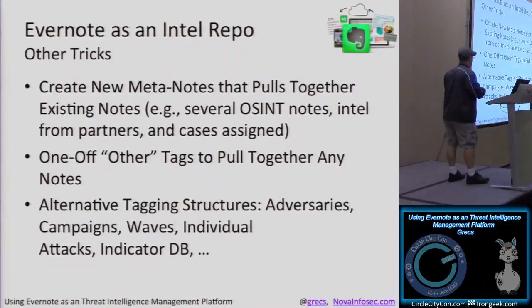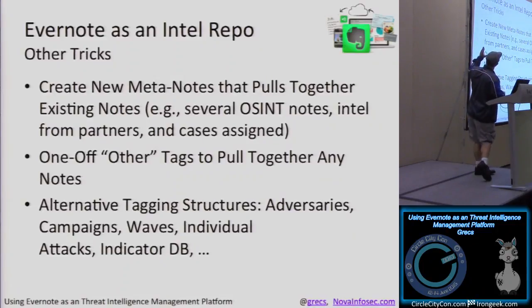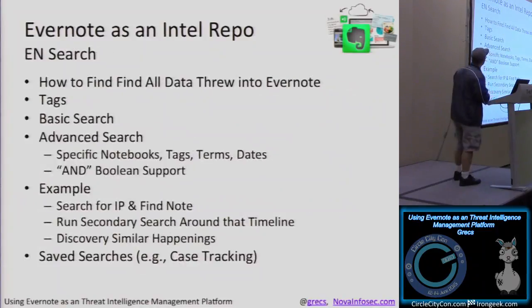That's kind of neat, because you can look at an indicator and cross-reference it to see what adversaries use that indicator, or what cases are associated with that indicator database. So there are some really cool things that you can do there. And like I said, to simplify it all, you can use those saved searches. This is basically talking about the search. You can search based on tags. There's just your standard searching, where you put a text string in, like an IP address or domain, and you can find all the data that you've collected associated with that. You can do an advanced search, where you specify a notebook, a set of tags, the terms, and you can even put dates in there.